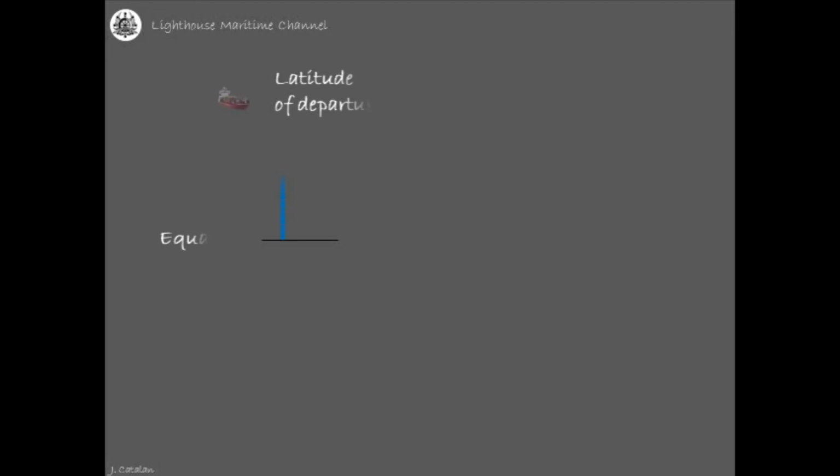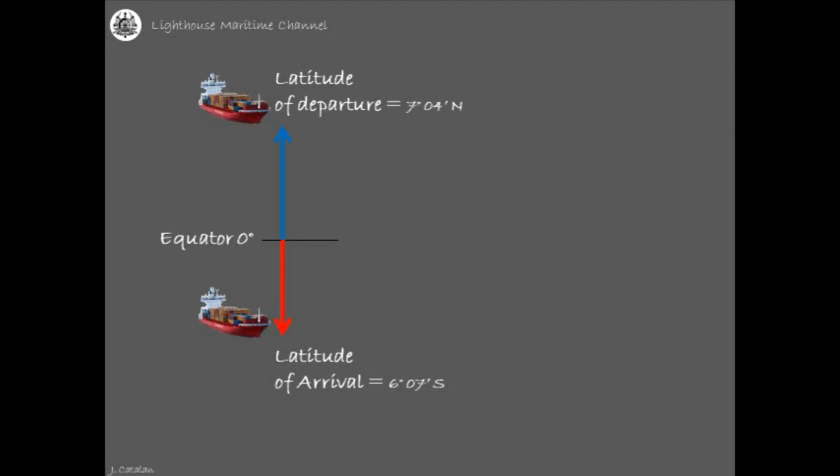A vessel departed from latitude 7 degrees 4 minutes north. Arrived in latitude 6 degrees 7 minutes south. Required, calculate the difference of latitude. What is your idea for calculating the difference of latitude of this example? I give you 5 seconds to answer. Please pause the video now.